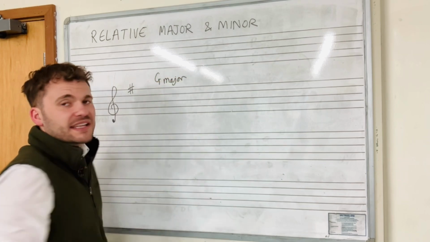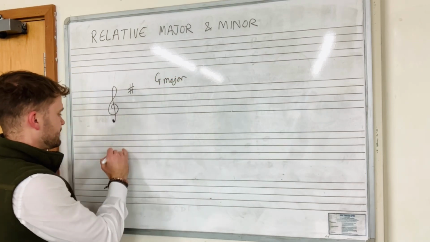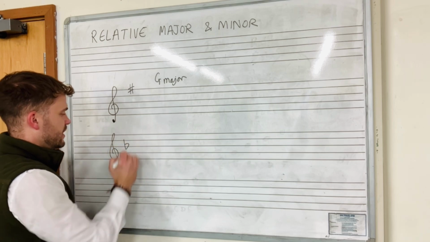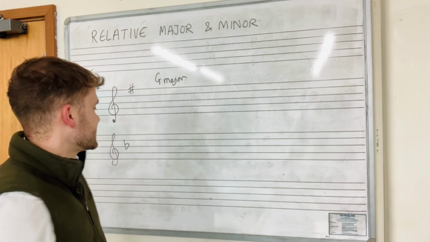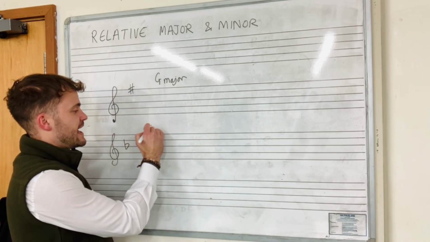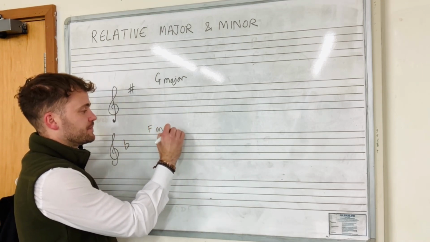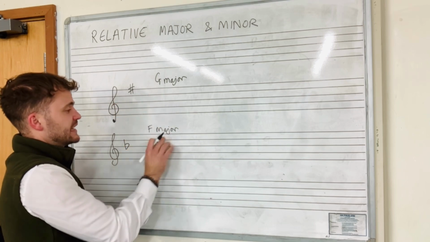Let's also work that out now for a flat. We've got one flat there. If we remember, one flat actually meant F major. So we've got G major and F major.